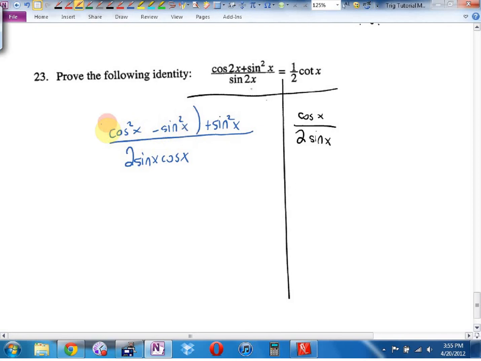And whenever I substitute the double angles, because they're binomials, I always put them in brackets just to be safe. In this case, the brackets don't make a difference, but sometimes they do. Yes? Prove it. Yeah.